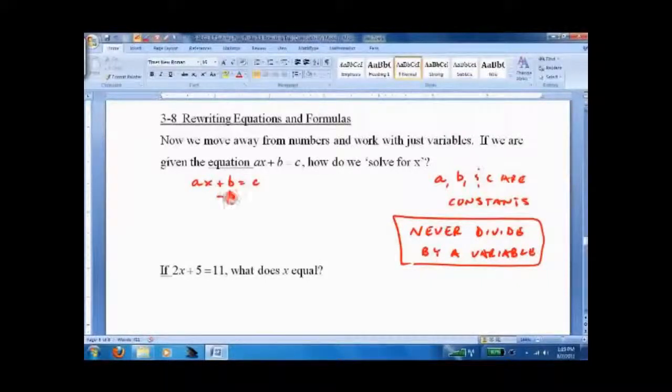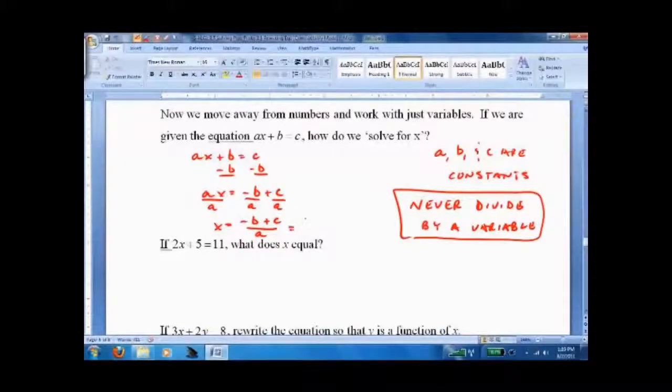So let's solve this. Do the addition and subtraction first. AX equals negative B plus C. We could have put them in either spot. Divide by A, divide by A, divide by A. We get X equals negative B plus C over A. And that's it. And we could have written it as negative B over A plus C over A if you really wanted to, but it doesn't matter.